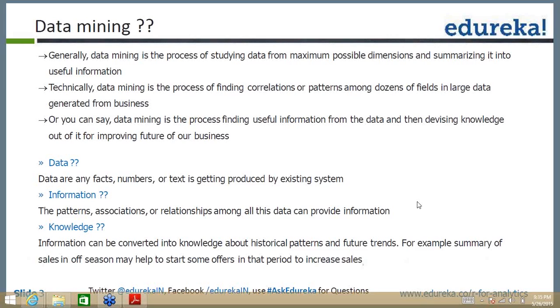I'll just begin with a quick example. You can see the deck. There's so much information available here. It's a process of finding correlations and patterns across dozens of fields in large data, and finding useful information from the data, devising knowledge out of it for improving the future. Because as big data is growing, a lot of data is going to come in to us. Unless we know how to mine the data and derive the insights, it is as good as if it doesn't exist. So mining is a very important aspect.